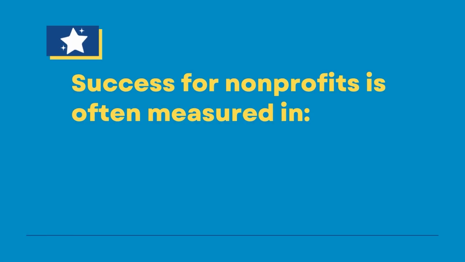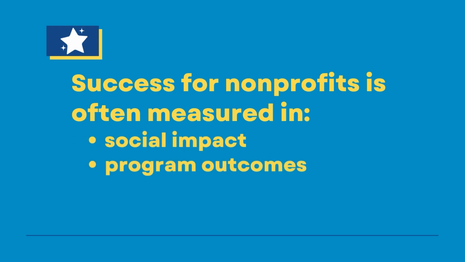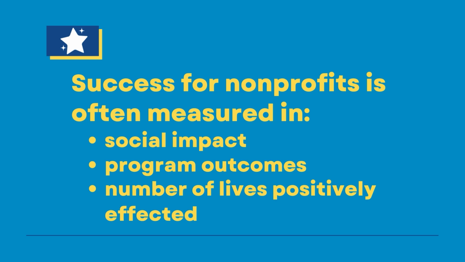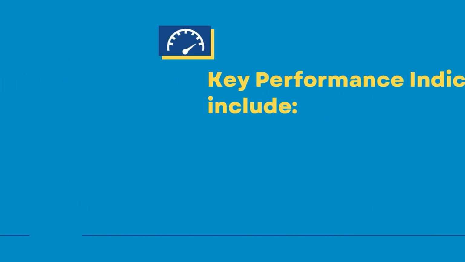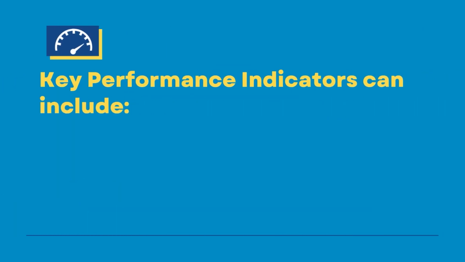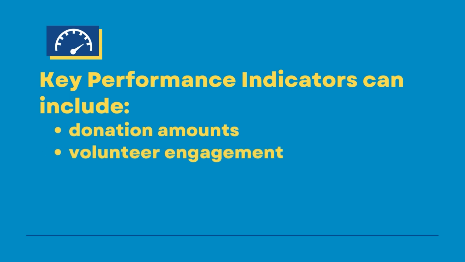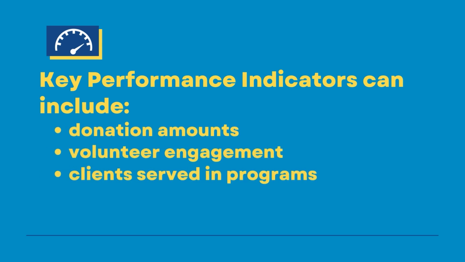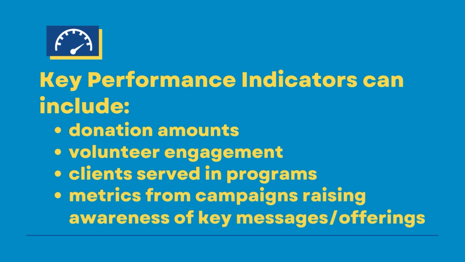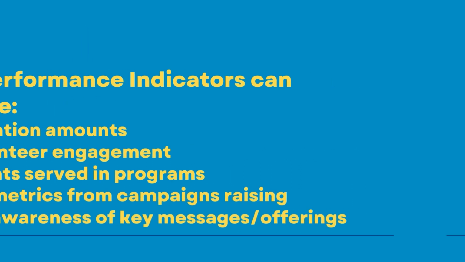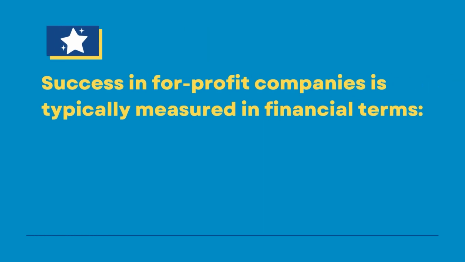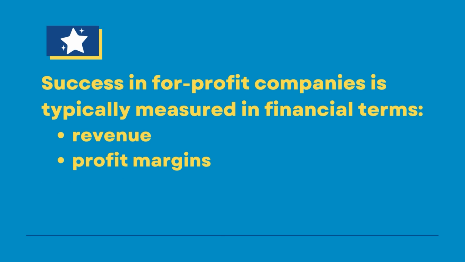Success for nonprofits is often measured in terms of social impact, program outcomes, and really the number of lives we positively affect. Key performance indicators we may look at here can include things like donation amounts, volunteer engagement, the number of clients we've served in our program, even metrics from campaigns that centered on awareness of key messages or program offerings.